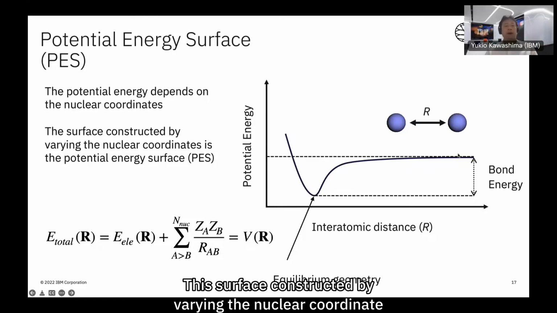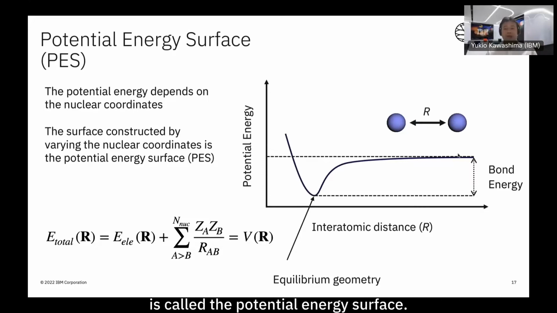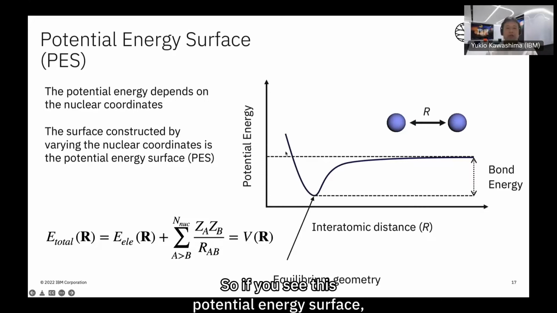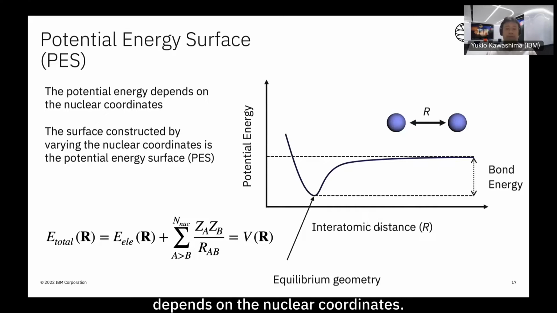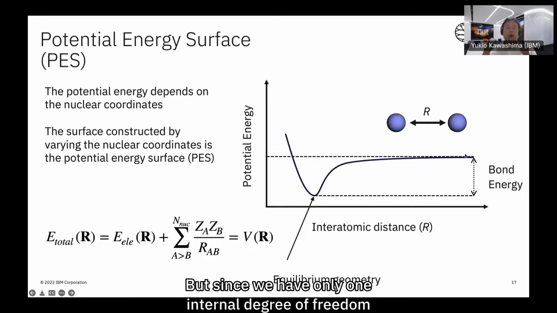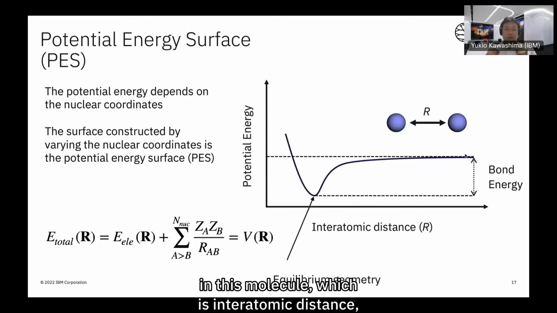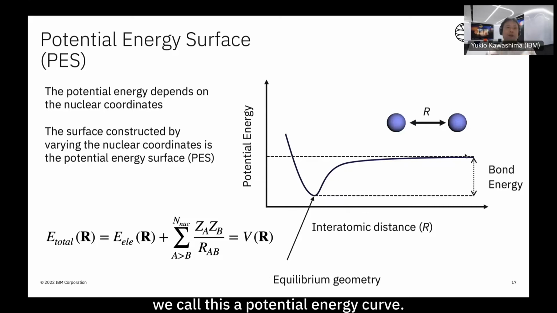This surface constructed by varying the nuclear coordinate is called the potential energy surface. In this potential energy surface, the x-axis is the interatomic distance, and the y-axis is the potential energy. So you see the potential energy is a function of the interatomic distance, which is actually the nuclear coordinates. That's what I mean by the potential energy depending on the nuclear coordinates. Since we have only one internal degree of freedom in this molecule, the interatomic distance, we call this a potential energy curve.